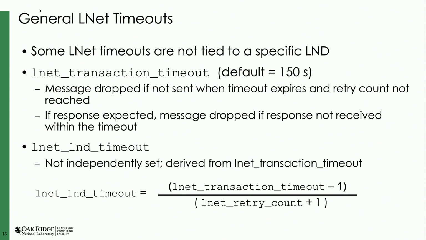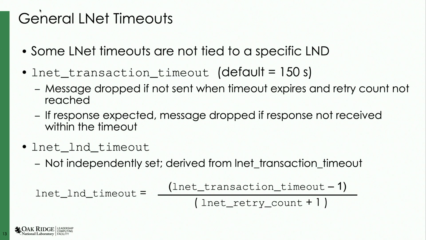The other timeout is the LNet LND timeout, and this is not something you can independently set. It's simply derived from the LNet transaction timeout. And I've listed the formula here of how that's determined. This differs a bit from the Lustre manual too. The Lustre manual says that it's basically the LNet transaction timeout divided by the LNet retry count.